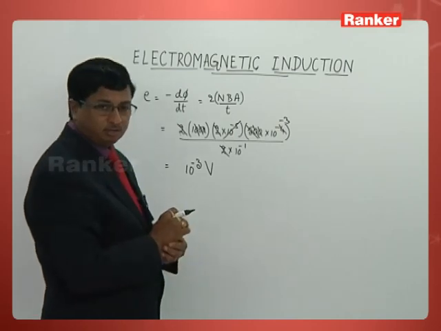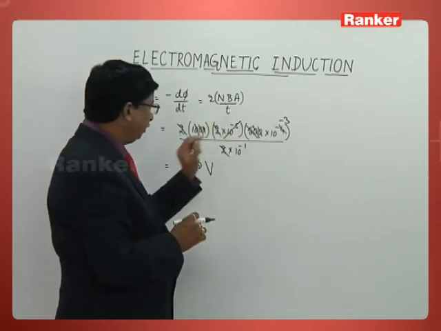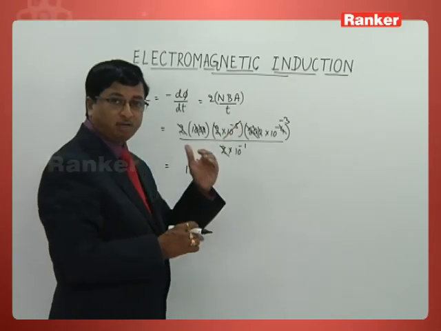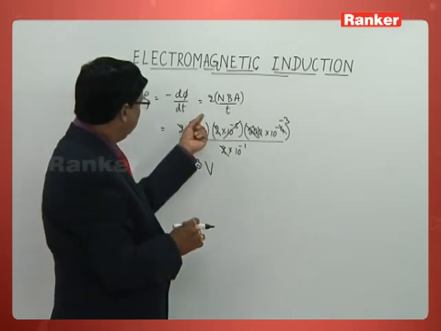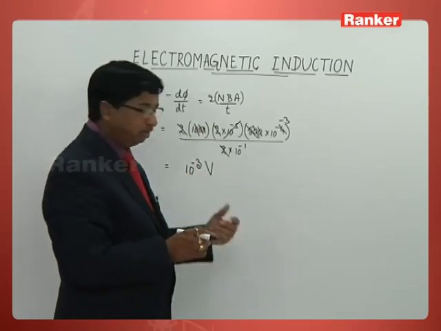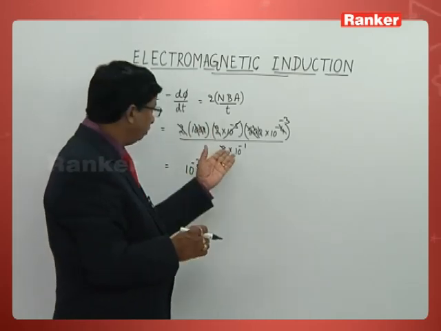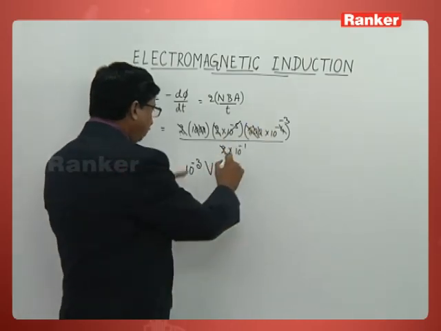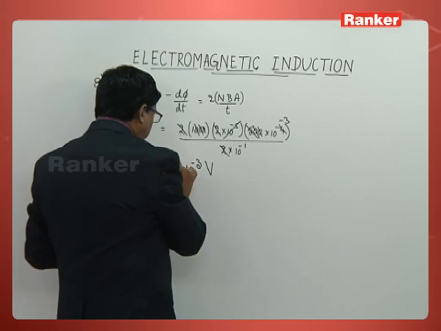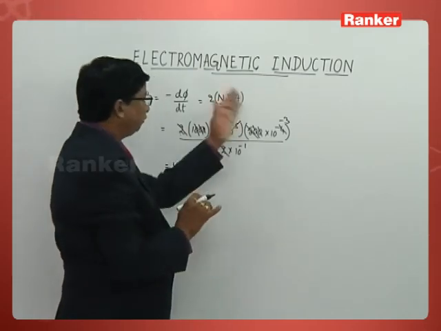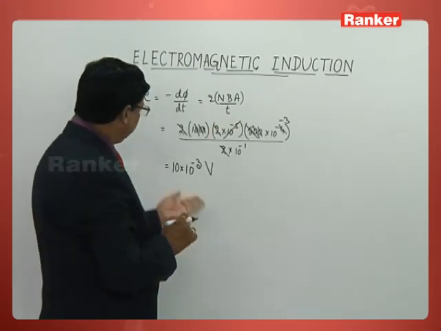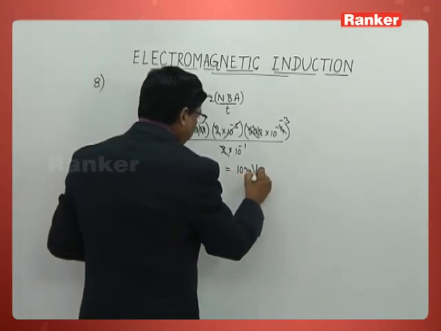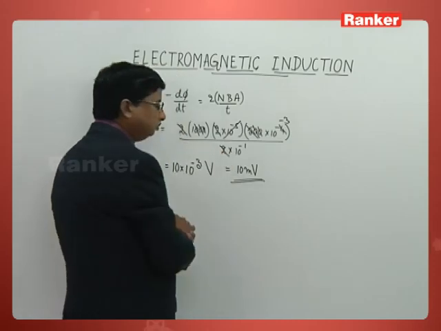Right, N is given as 1000, B is given as 2 into 10 power minus 5, A is given as 500 into 10 power minus 4. The value of T that has been mentioned, 0.2, I have written as 2 into 10 power minus 1. This is 10 power minus 3, this 10 comes up, so 10 into 10 power minus 3. So what can we write now? 10 millivolt, that is the concept.